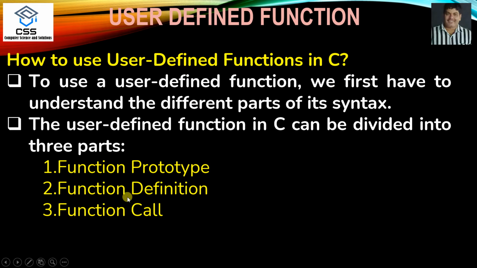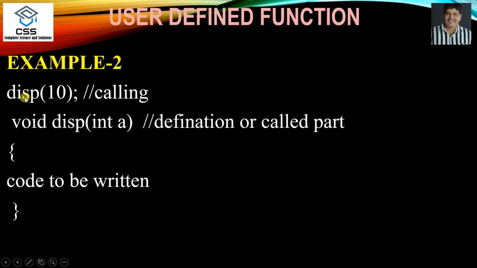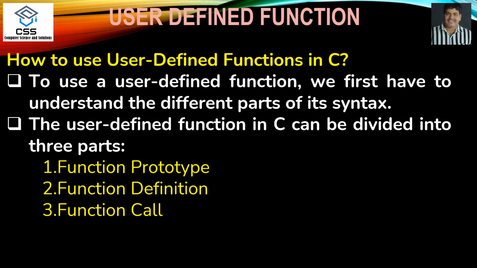Every user defined function has three parts. One is function prototype, one is function definition, one is function call. Here, this is the function call, with a semicolon, this is the function definition, where we write the code, and this is the prototype. Prototype means how the value will pass and how the value is returned is determined by the prototype. And regarding the prototype, in the next class we will define what the different function prototypes are. But you have to remember the user defined function.